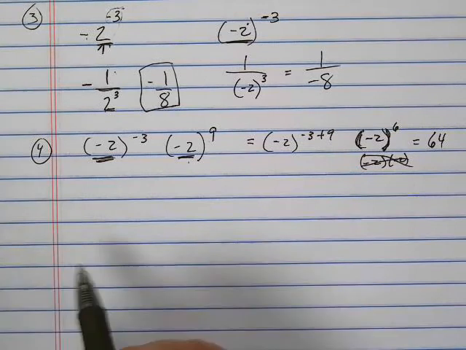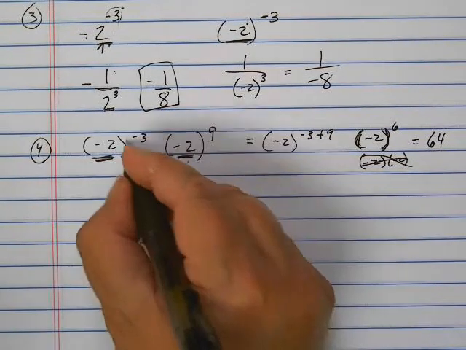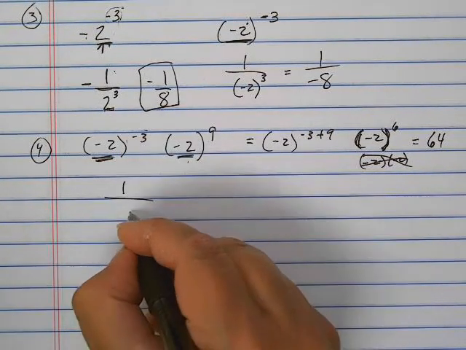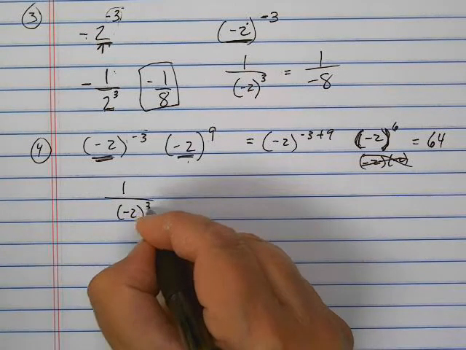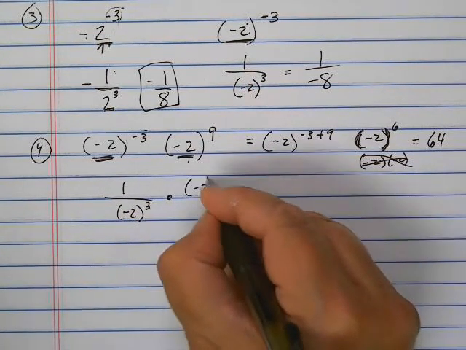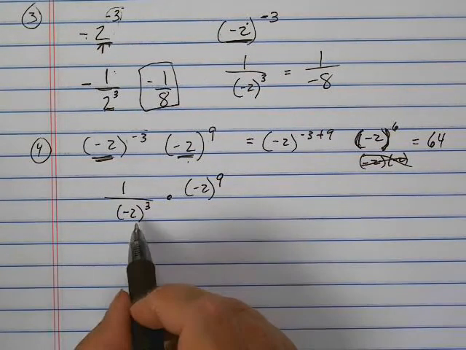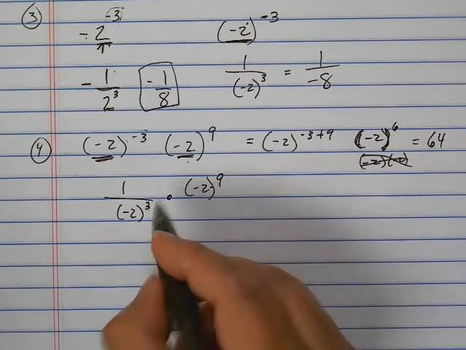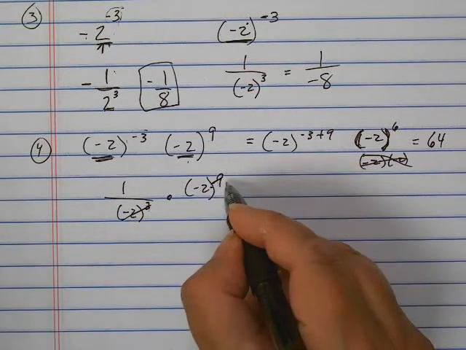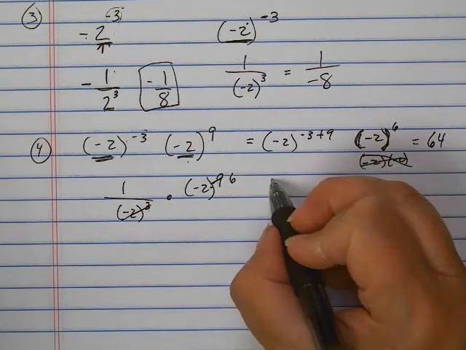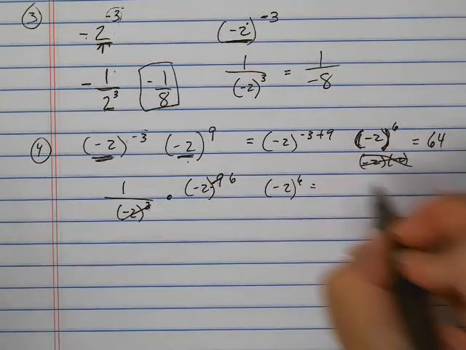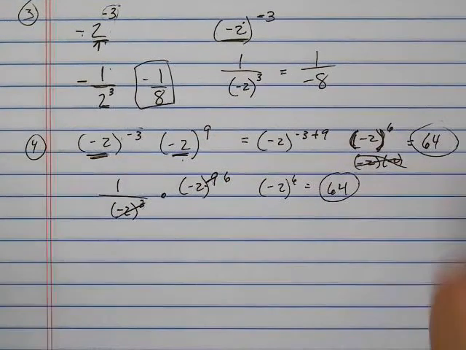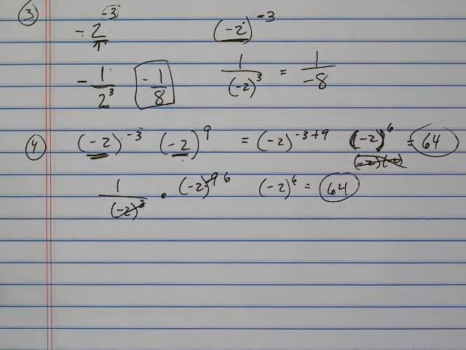The other way you could work this problem is, since this is a negative exponent, I could have 1 over negative 2 to the positive 3 times negative 2 to the 9th. And then I could notice I have 3 of these on bottom, 9 of these on top. So these 3 are going to cancel with 3 of those and leave me 6 of them. So I would have negative 2 to the 6th power, which is 64. Notice you could work that same problem 2 different ways and come up with the same answer. All right, let's do this one.